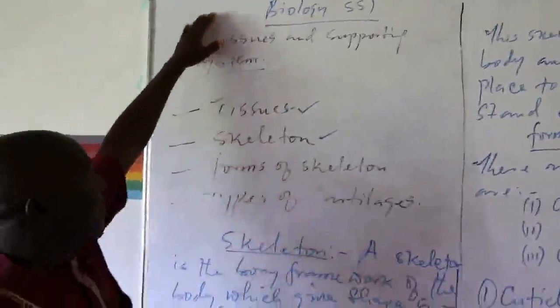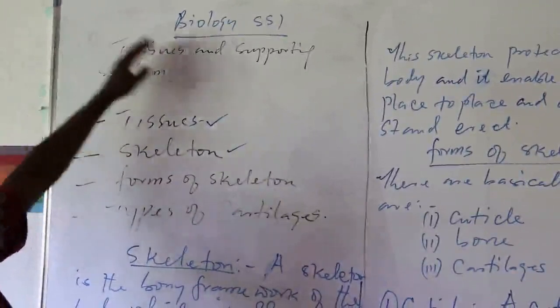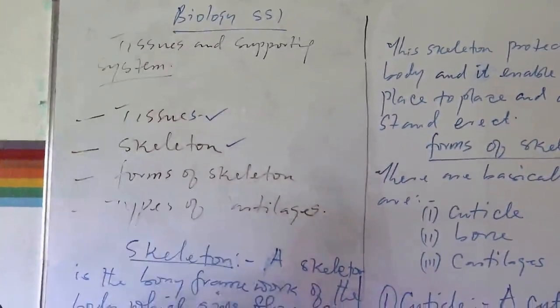Solomon is the name, and I'm for Biology SS1. Our topic is tissues and supporting system.